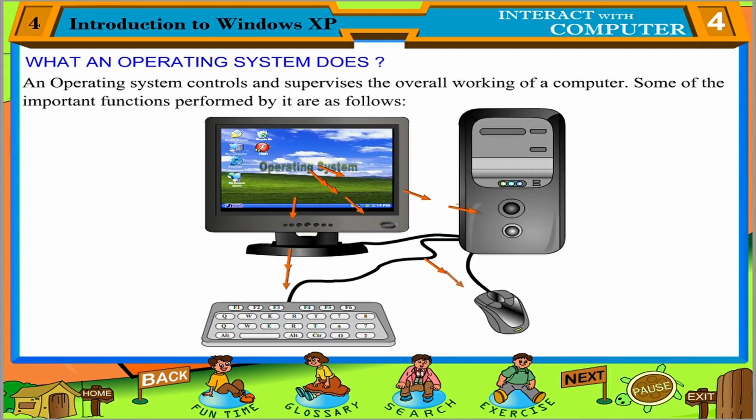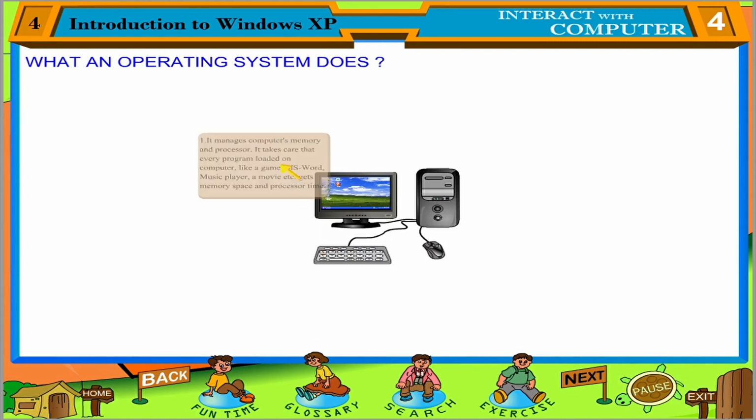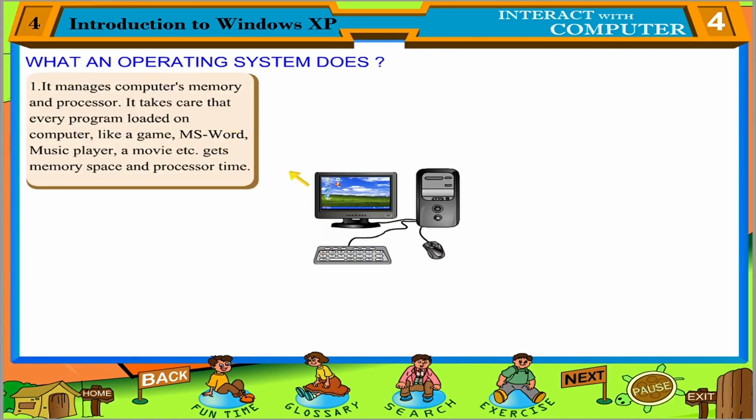What an operating system does. An operating system controls and supervises the overall working of a computer. Some of the important functions performed by it are as follows. It manages the computer's memory and processor. It takes care that every program loaded on the computer, like a game, MS Word, a music player, a movie, etc., gets memory space and processor time.